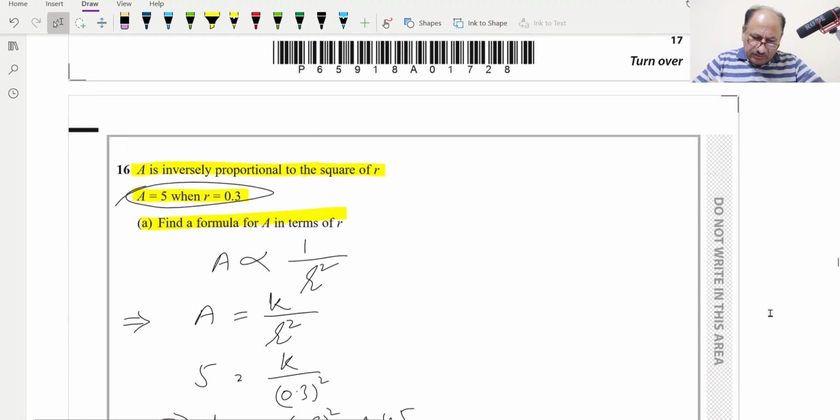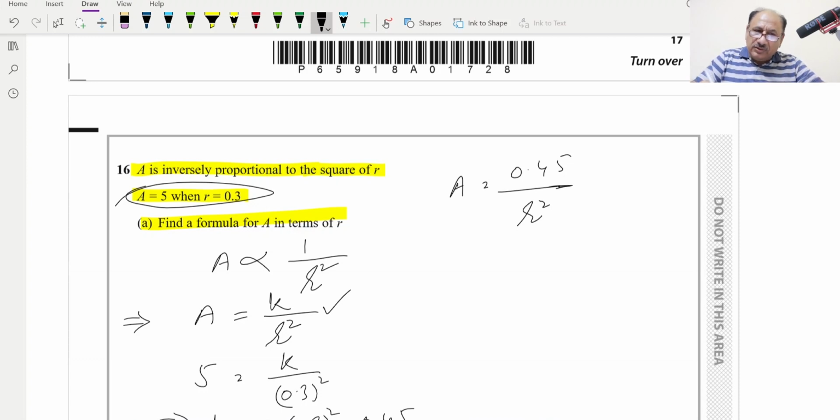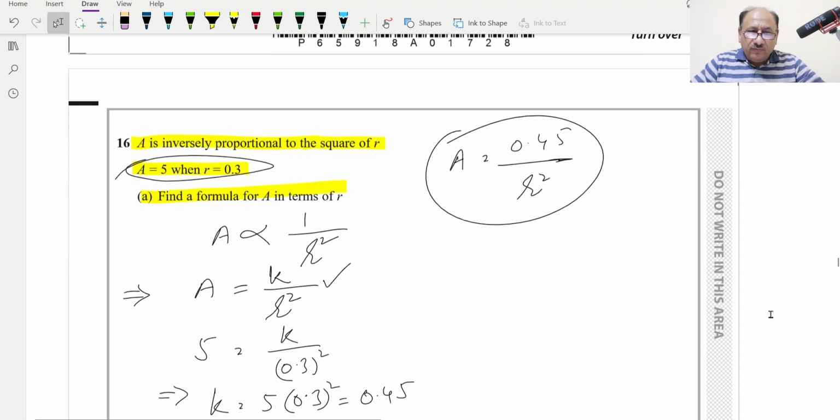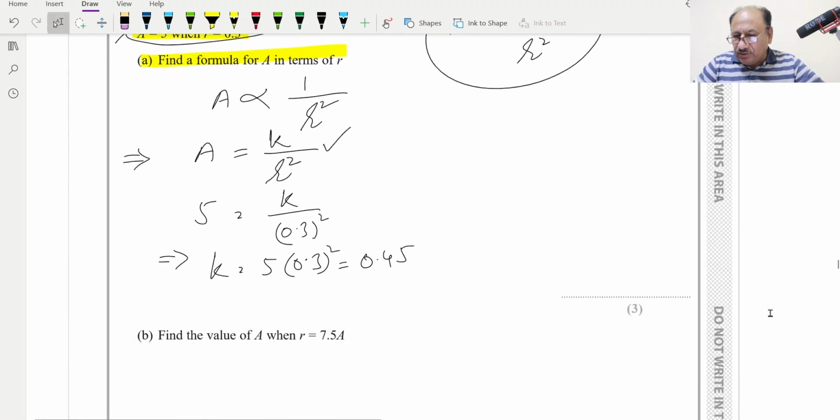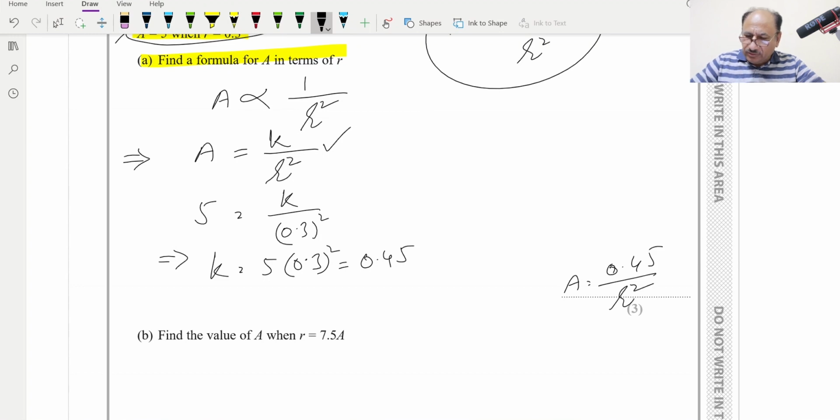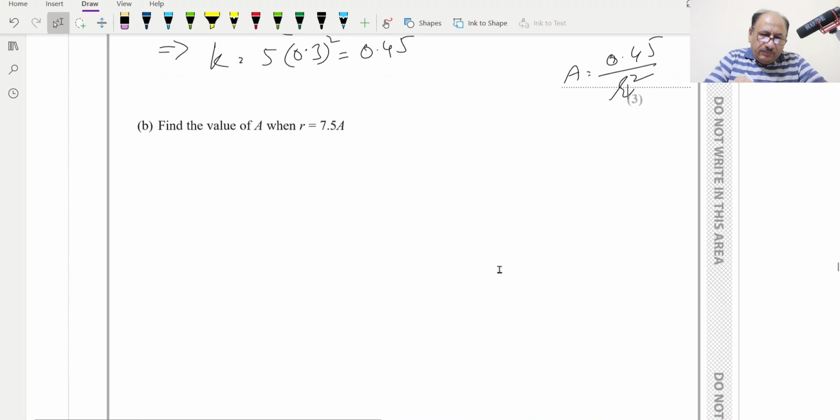Now after finding the k value, we can replace it in this equation. So A will be equal to 0.45 over r squared. This will be the formula which is required. Basically this is the formula which we can provide over here. So it will be A is equal to 0.45 over r squared. 3 marks question. Then the second part, B, is saying find the value of a when r is equal to 7.5a. So these values we will replace in the formula which we have just derived.